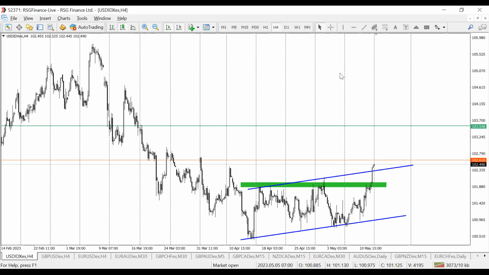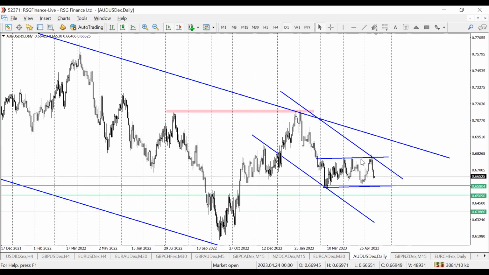I think the next pair we're looking at is Australian dollar, United States dollar. So let me just go right there. Australian dollar is weak, US dollar strong, so we're looking to the downside. Now, this pair, we've been looking at it for some time. This is on the daily chart.